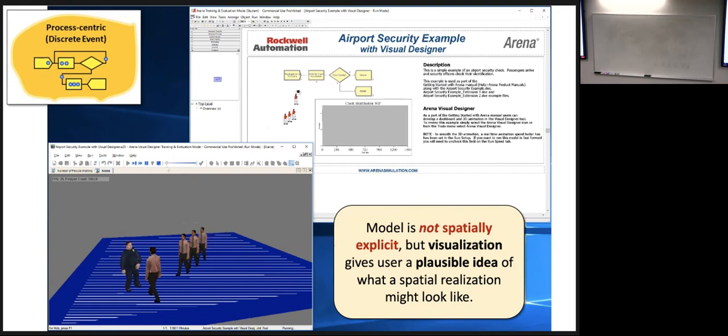So it's not spatially explicit, but this visualization makes it look plausible to our stakeholder. If you just show your stakeholder the flow chart, they might say, yeah, that makes sense to me, but I just don't buy it. But if you say, okay, let me visualize this for you, and they say, you know what, this looks plausible, I see this in an airport, I now better understand your flow chart now that I've seen it in 3D.